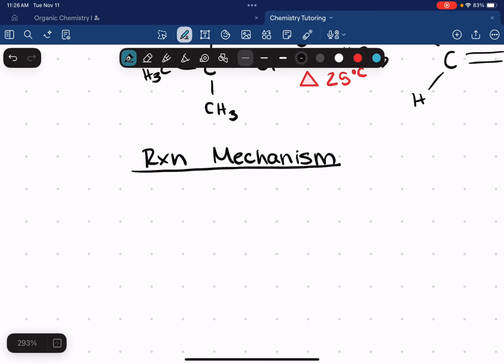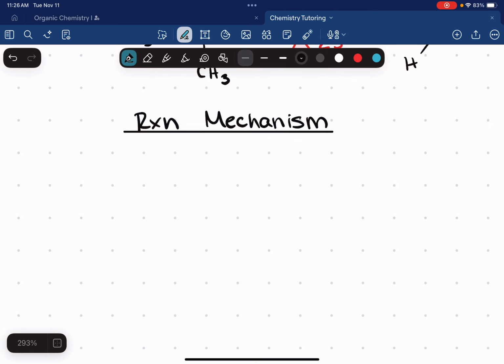Very, very similar to SN2. We're going to start with our compound, right? Our CH3, methyl, bonded to our chlorine, right? Okay.